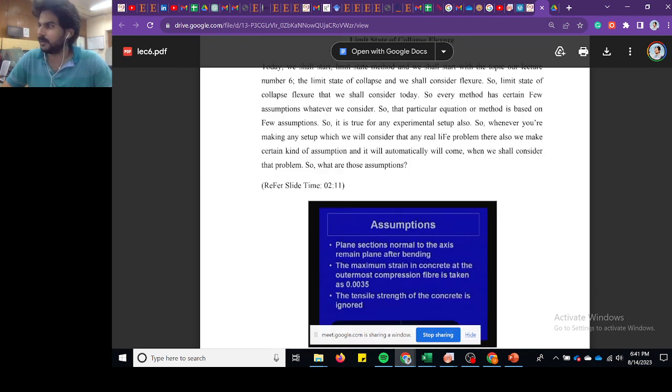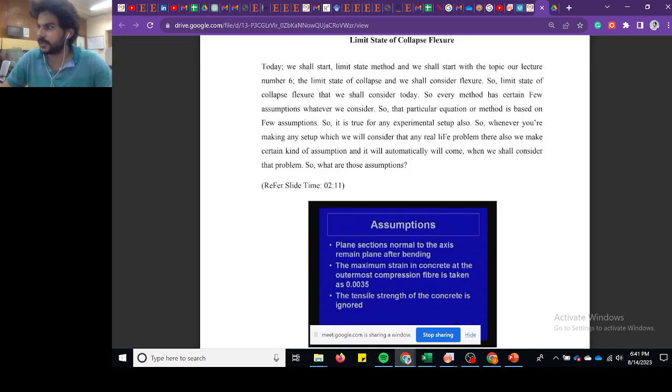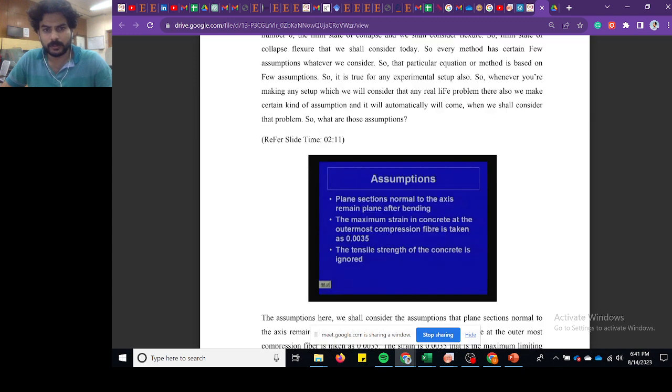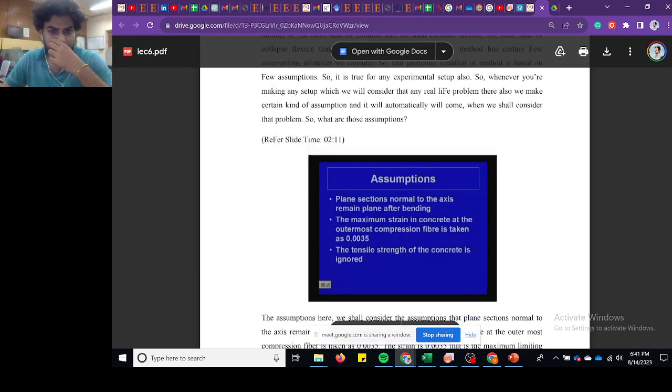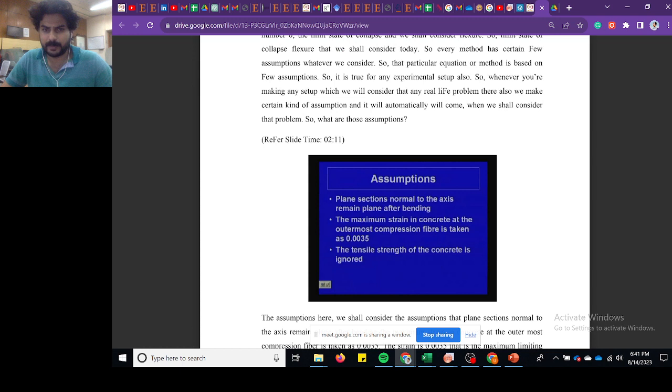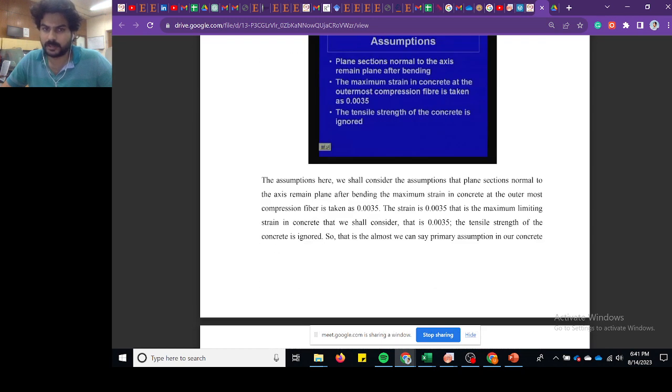First of all, let's start with the assumptions for the limit state method. It's the same thing: plane sections normal to the axis remain plane after bending. The maximum strain in the concrete at the outermost compression fiber is taken as 0.0035. The tensile strength of the concrete is ignored. These are the assumptions here.